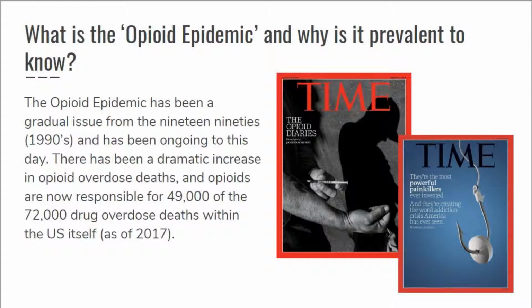What is the opioid epidemic and why is it prevalent to know? The opioid epidemic has been a gradual issue from the 1990s and has been ongoing to this day. There has been a dramatic increase in opioid overdose deaths, and opioids are now responsible for 49,000 of the 72,000 drug overdose deaths within the U.S. itself as of 2017. Time magazine has had multiple issues covering this epidemic and is only one of many sources that have discussed it.